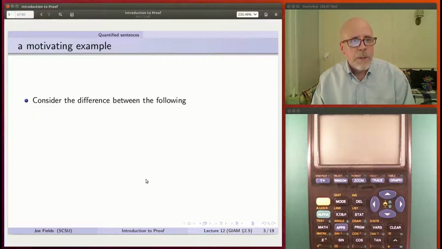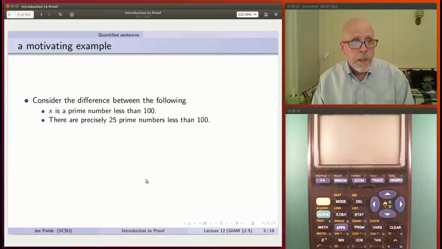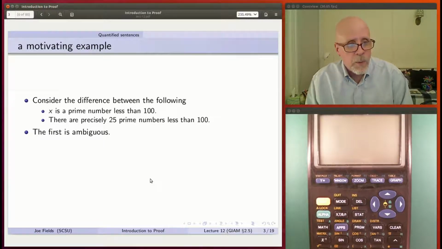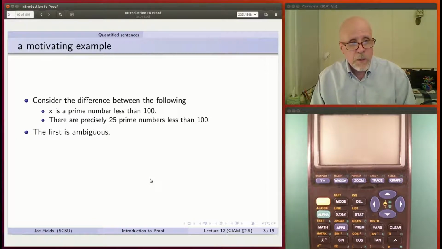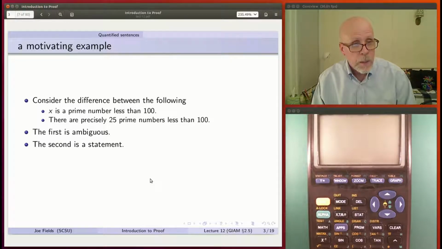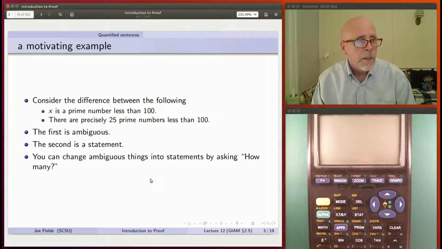Consider the difference between the following. X is a prime number less than 100. There are precisely 25 prime numbers less than 100. The first of those is ambiguous, right? It's got an X in it. And we said that before. When a sentence includes some unknown thing, a name that's not fully specified or a variable like that, you can't tell whether it's true or false. So you can't call it a statement. The second is a statement, isn't it? I went and counted. Actually, I counted twice because I was worried about messing up. There are 25 prime numbers less than 100.